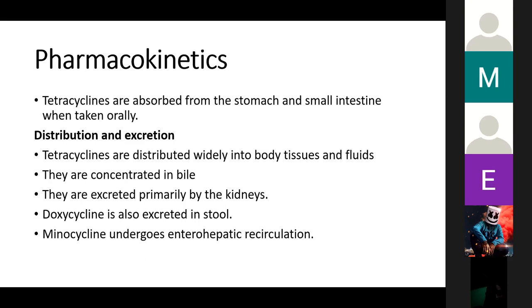But primarily, you realize that they are concentrated in bile. They are excreted by the kidneys. And doxycycline can also be excreted in the stool.